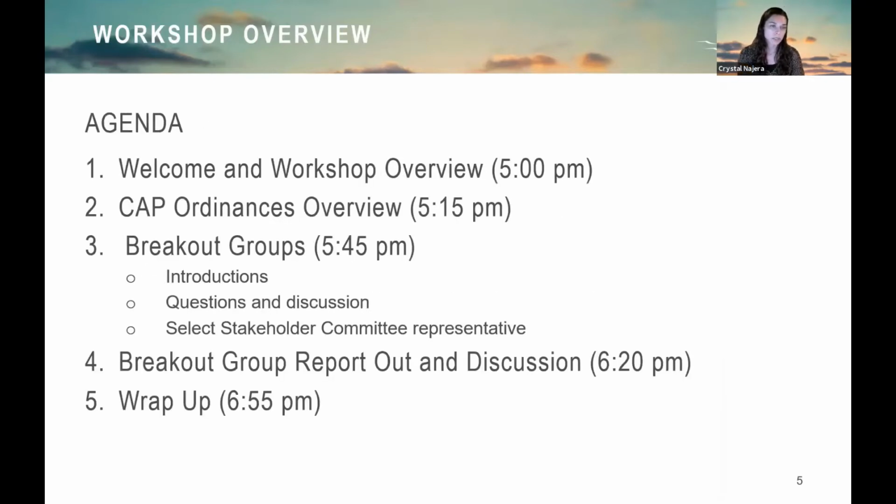And here's our agenda. We'll start with a welcome and an overview, which I'm kind of in the middle of right now. And then we'll go over the CAP ordinances in more detail. And then we'll break out into smaller groups. And in those smaller groups is where we'll be able to talk more interactively, since this is a large group, we've got about 50 or so people who've joined tonight. So we'll break out into smaller groups. You'll be able to share who you are and ask. There's some question prompts that we have, which will hopefully prompt a discussion amongst the subgroups.